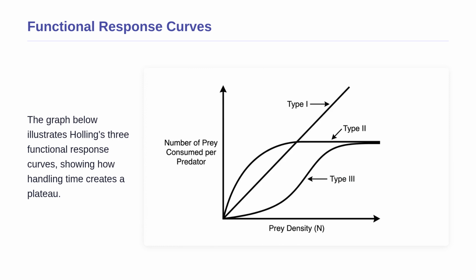Now look at the Type 2 curve. It starts steep but gradually bends over, forming a flat plateau. This visualizes the exact mathematical limit we just derived, where handling time restricts eating speed. Finally, the Type 3 curve is S-shaped, starting slow due to learning, then accelerating, and finally hitting that same handling time plateau.